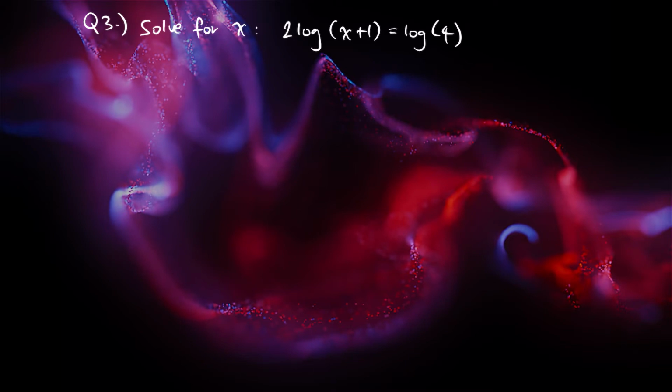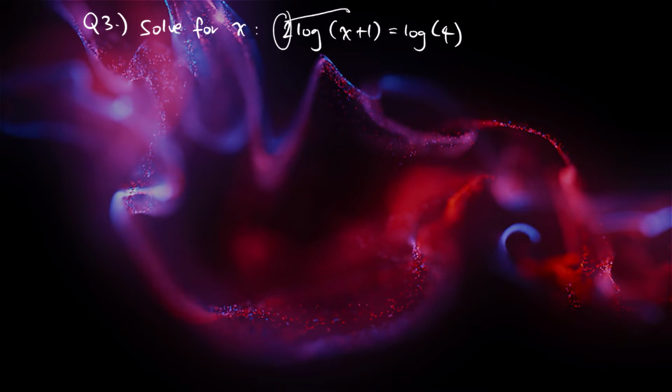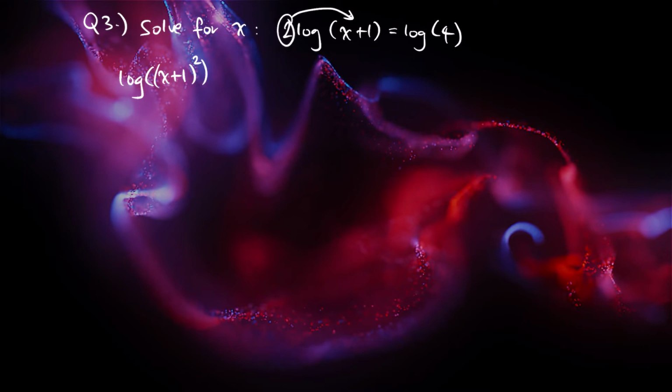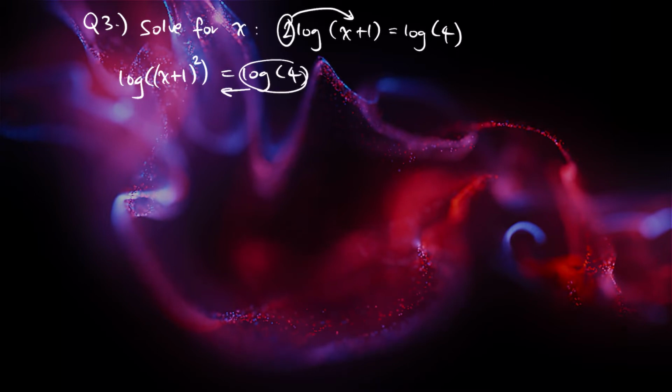Now, what we need to do is recognize that if you remember, we can bring this 2 as a power of the argument of the log, right? So this is the same as log of x plus 1, and we're going to square that because we're squaring the argument to bring this 2 all the way up, and that's equal to log of 4. Okay, cool. Now let's bring this log of 4 to the left hand side, right? So hopefully we'll be able to use one of our logarithm properties to simplify our logarithms.